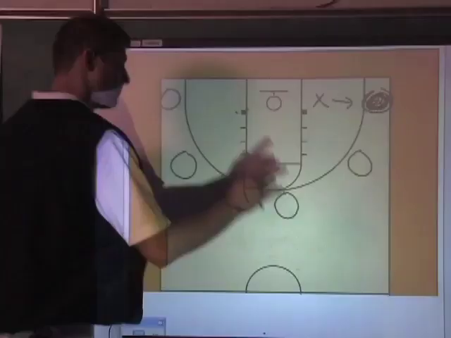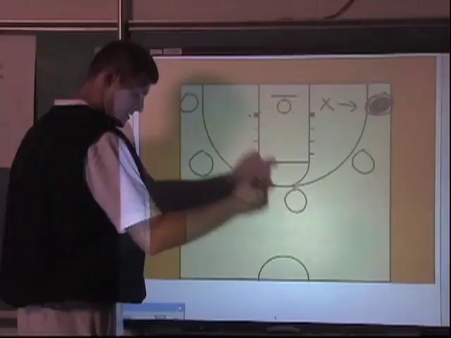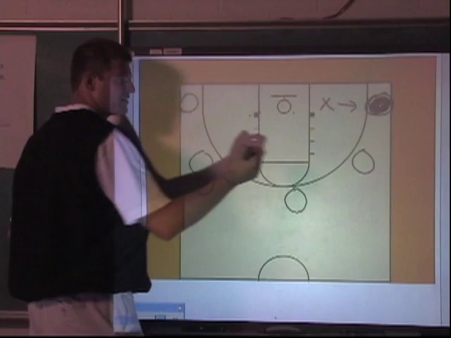When the ball is passed to the corner, we need to make this defensive player guard him. And this defender, we don't want him in this lane clogging it. So we need to throw to the corner as much as possible.